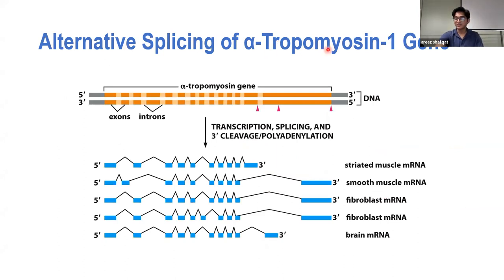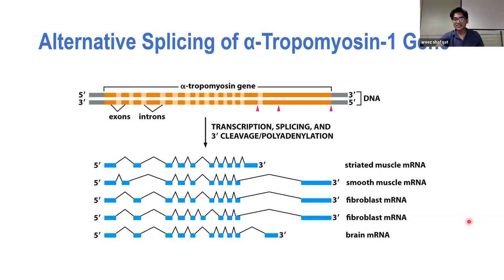So this is an example of what you were talking about, the alpha tropomyosin gene. I don't know if you've taken skeletal muscle contraction and smooth muscle contraction yet, actin myosin interactions. Yeah, you have. So tropomyosin basically covers myosin, doesn't it? And it inhibits actin myosin interactions. But when calcium binds, tropomyosin sort of moves away. And now the actin binding sites are exposed on the myosin, and the myosin and actin can now link together, right?